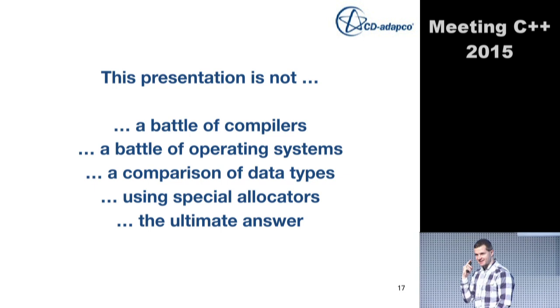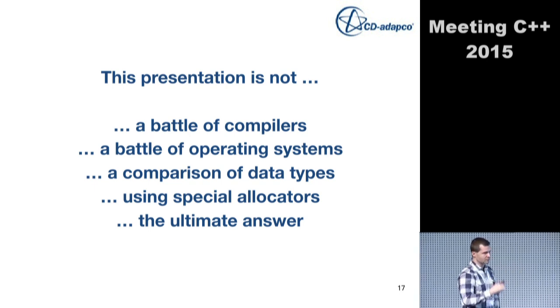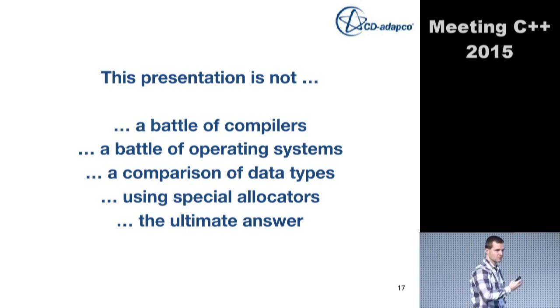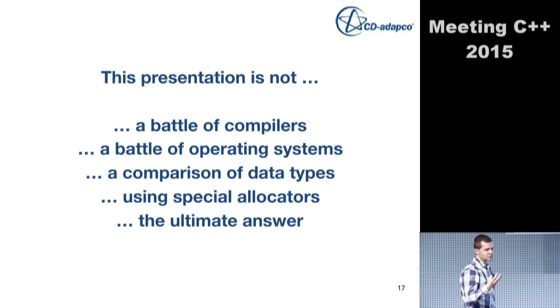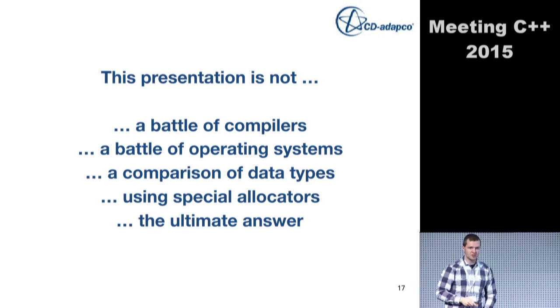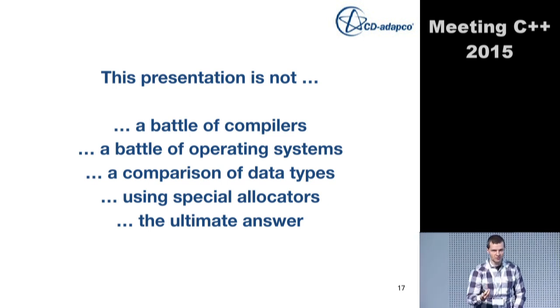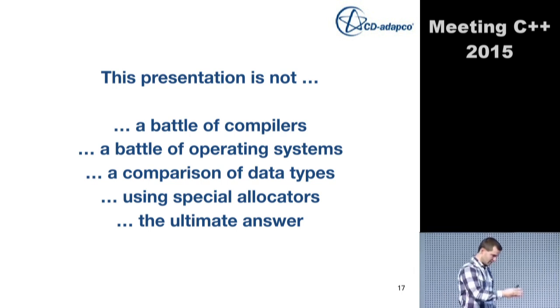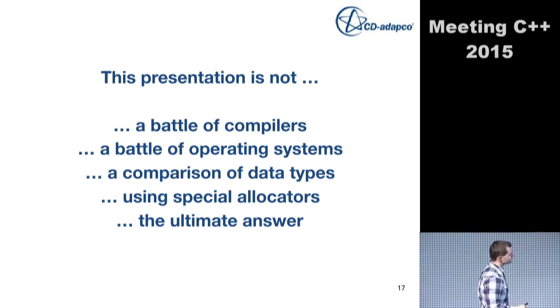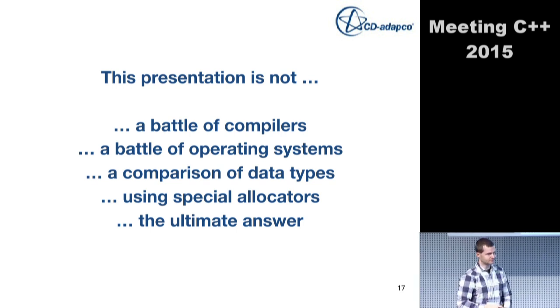Special allocators can entirely change the results. This is something that you should be aware of. So, if you have specific requirements, use a specific allocator and just benchmark and profile accordingly. And this is, of course, also not the ultimate answer. It gives you some qualitative feeling for performance, but do not use these guidelines for everything that you do from now on.